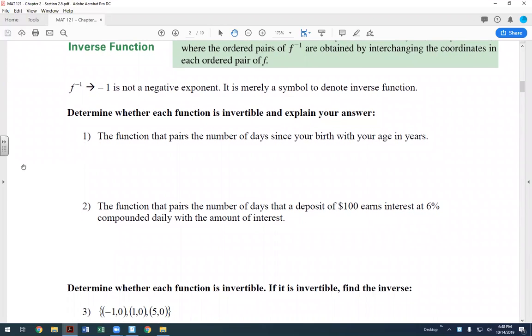So they're actually asking us to think about, will these functions have this one-to-one correspondence? Are these functions invertible? Determine if each function is invertible and give a reason why. So our first example here is talking about the function that pairs the number of days since your birth with your age in years. So think about one variable being defined as the number of days since your birth, and the second variable is your age in years. What kind of a relationship would that have? If I knew one value, would I be able to calculate the other?